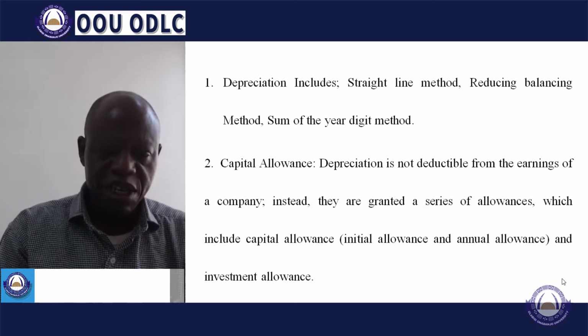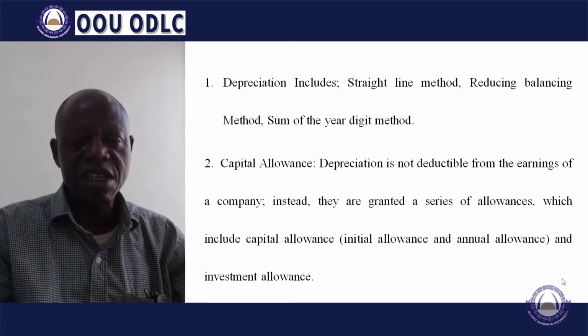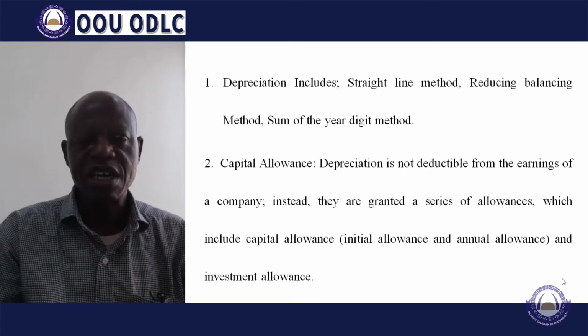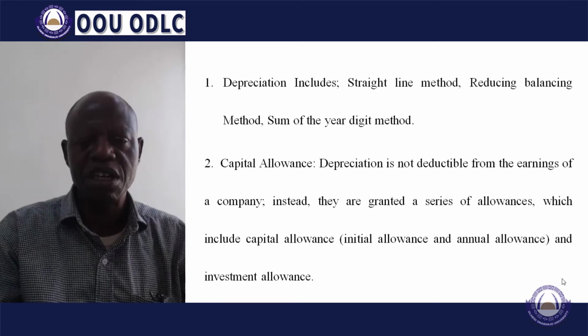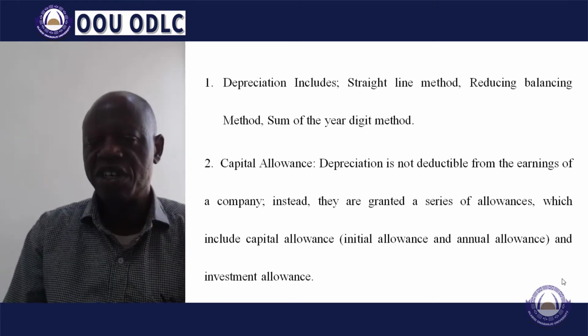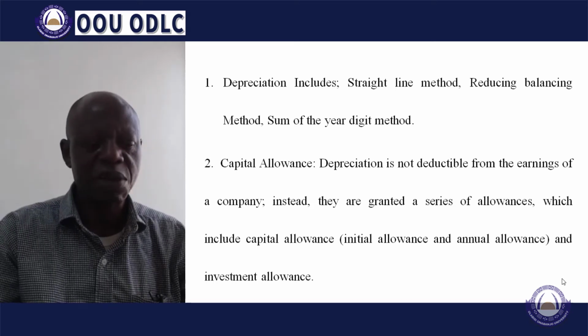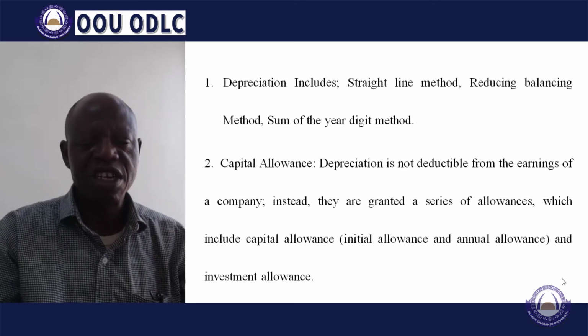Government in the annual budget will always give direction to operating companies in the economy in the form of the capital allowances that are chargeable in any given year. We refer to the initial allowance. We have the annual allowance. We have the investment allowance. All these are charged on the assets or on the investment proposal.